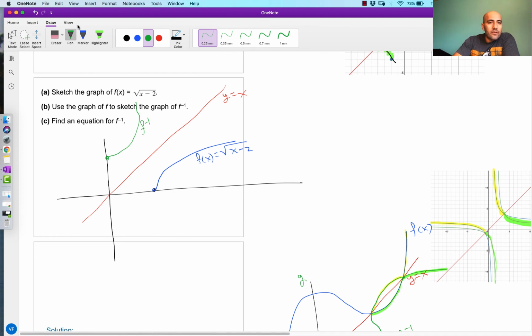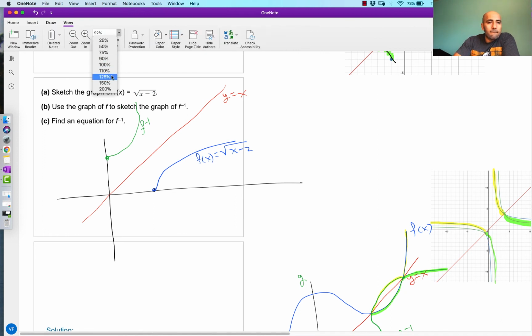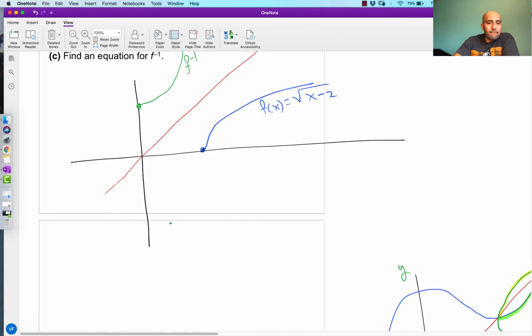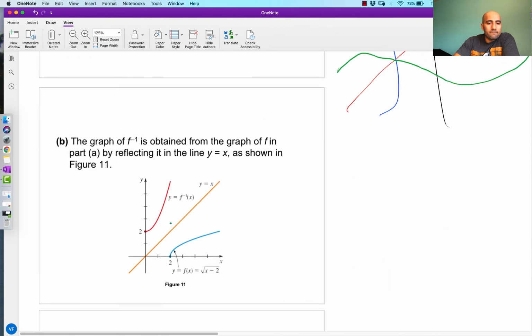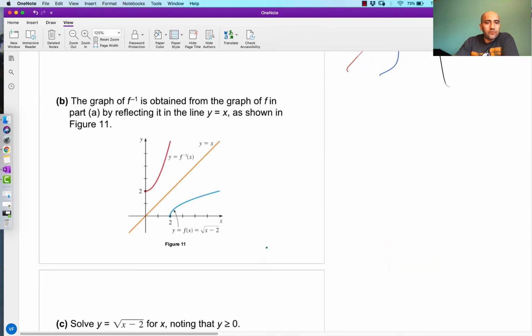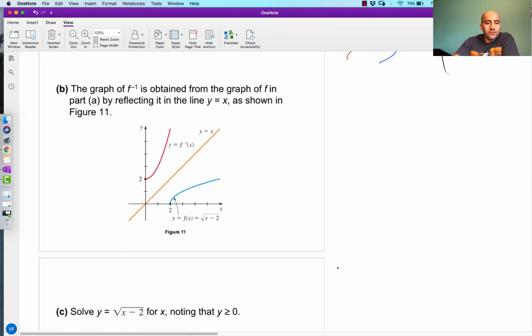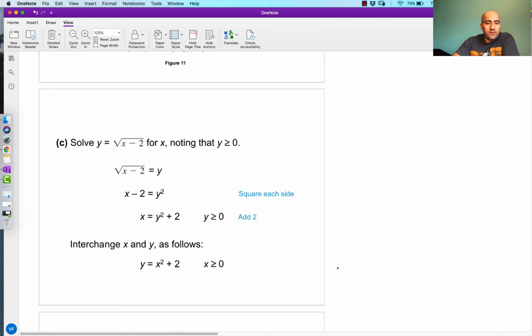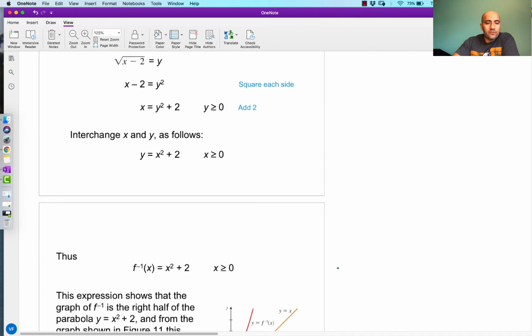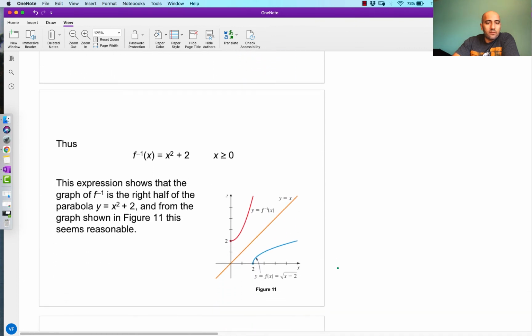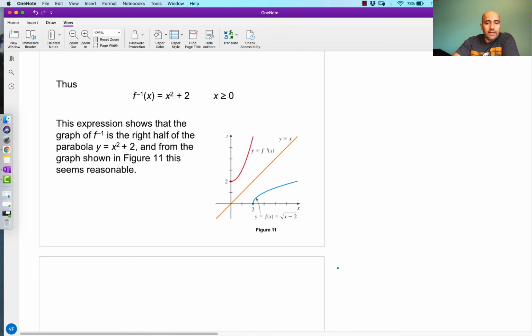Let's see what the author did. Okay, so those are the two graphs, the graph of f and f inverse. And then we get our equation from there. And so we get that.